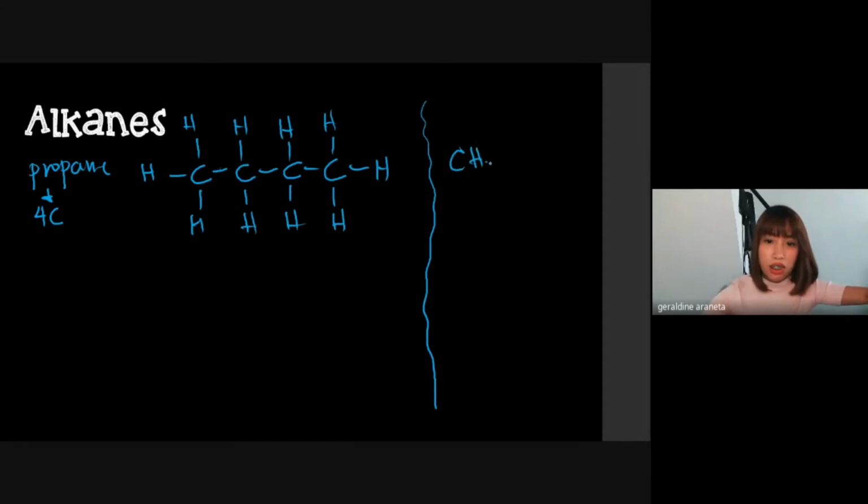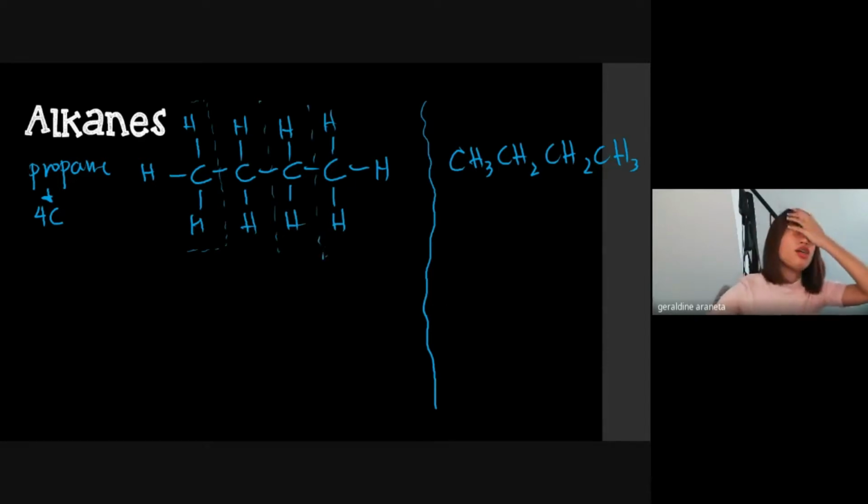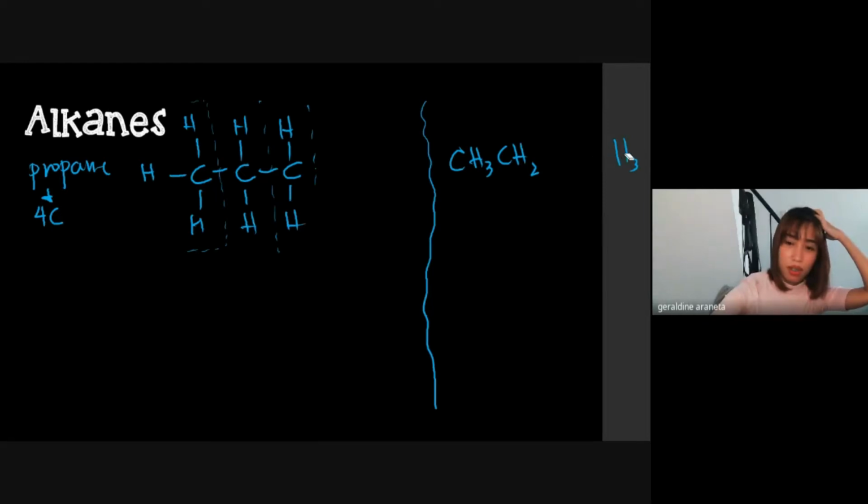That will be CH3, CH2, CH2, CH3. So, ito siya. Itong CH3, then CH2, CH2, hala, mali ako, sorry, I'm sorry. That's my mistake. Mali ako. Ba't ko ba laging nagagawang 4 yung propane? Sorry. Okay. Lutang. 3 carbons pala siya.